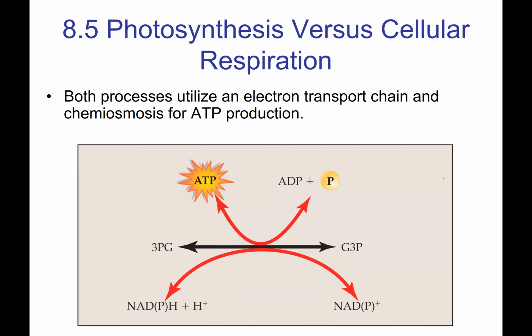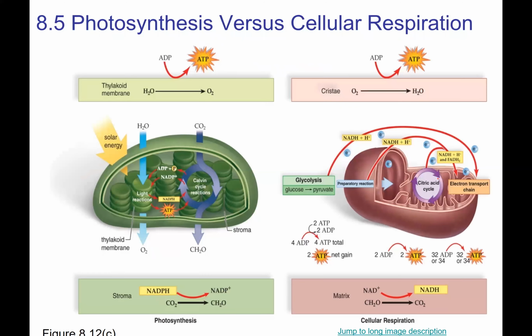Both processes are going to utilize an electron transport chain and chemiosmosis for ATP production. So that's how they're similar. And if we look at these two, photosynthesis is in green, cell respiration is in red, they do have a lot of similarities, but also a lot of differences. So you will need to know how they're similar, how they're different, where things take place, what goes in, what comes out, the different stages, that type of thing.